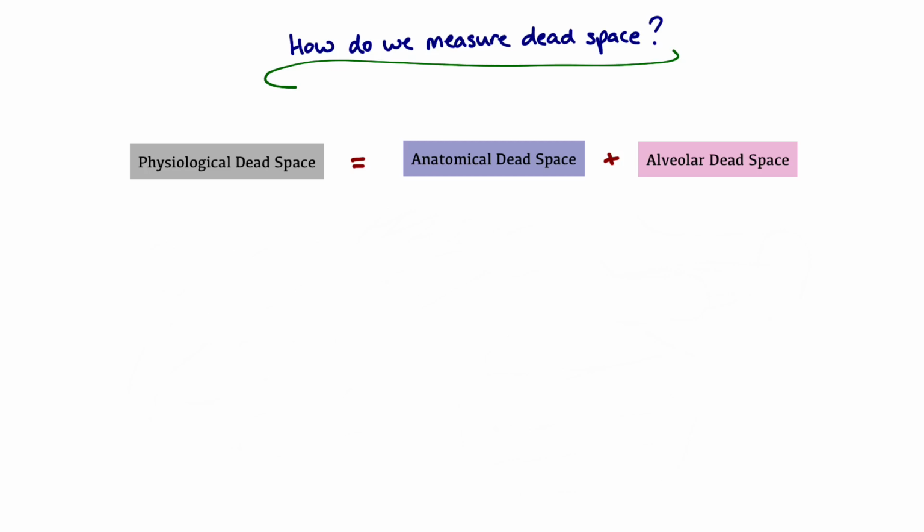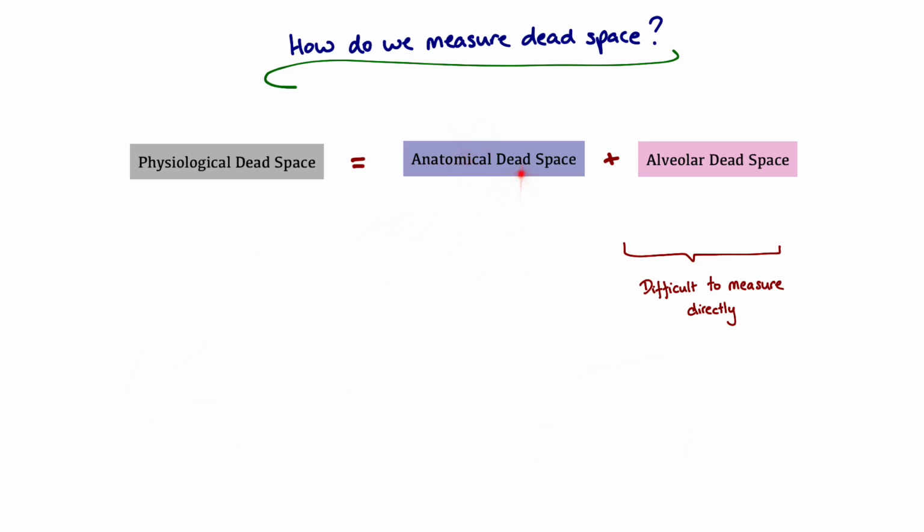Now, you'd be forgiven for thinking that there'd be a way to calculate this one, a way to calculate this one, and then just add them together to work out what the total is. But it's not quite as straightforward as that, and the reason is that alveolar dead space is incredibly hard to measure. So we don't measure this directly, but we do have a means of calculating it.